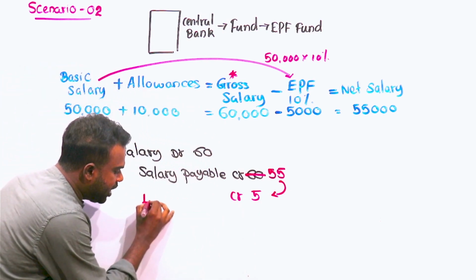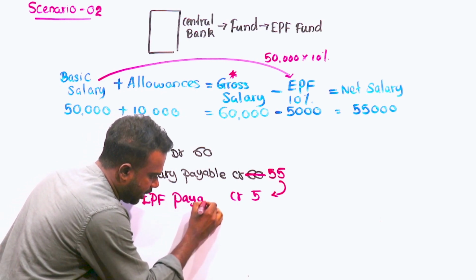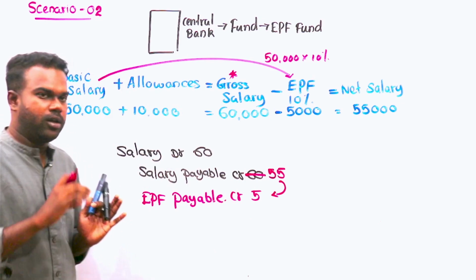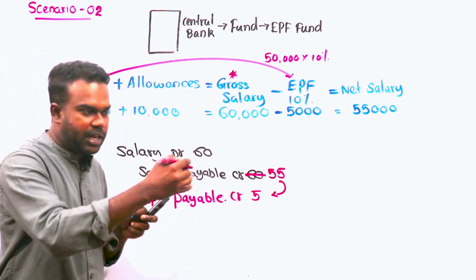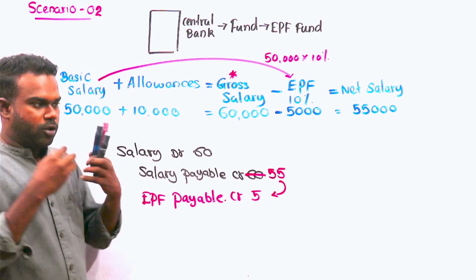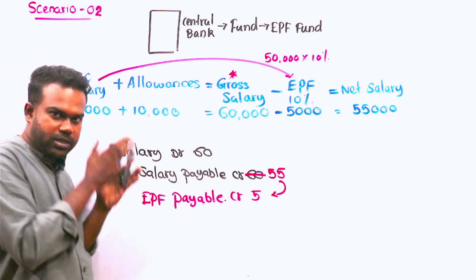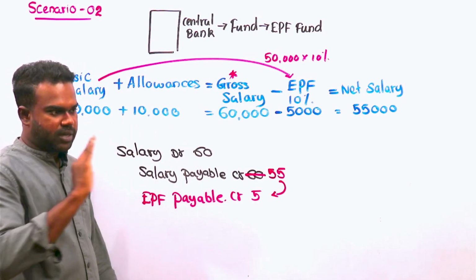So what do we call it? EPF payable. Understood? It is not an expense to the business. That amount will be deducted from the employee's payable amount. Now there is 60,000: this 5,000 is for the government, and the remaining 55,000 is for the employee. The expense is what changes.